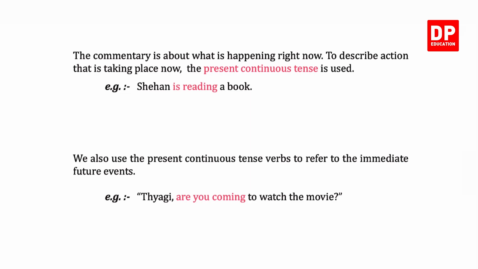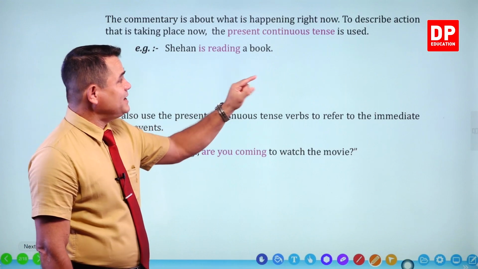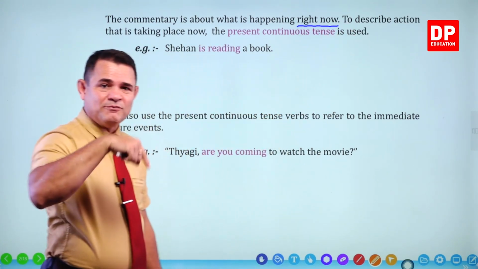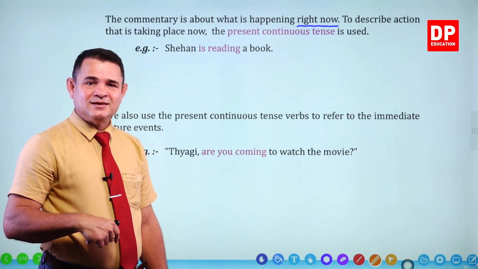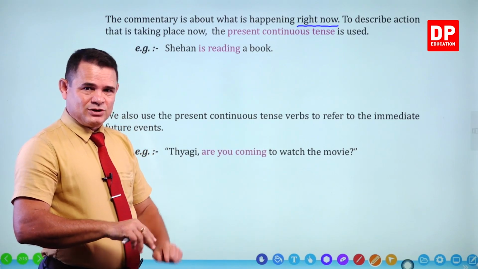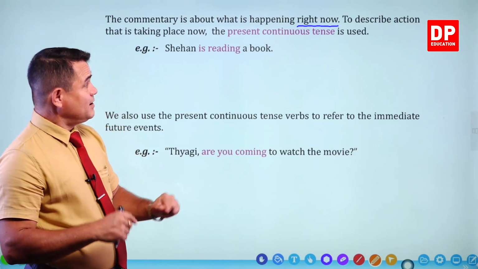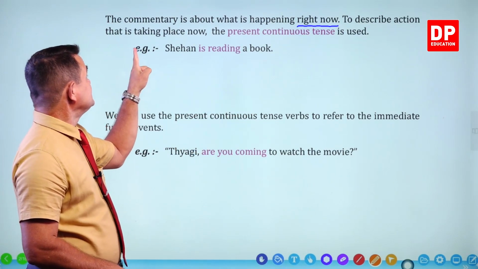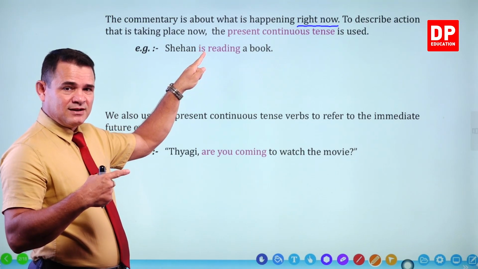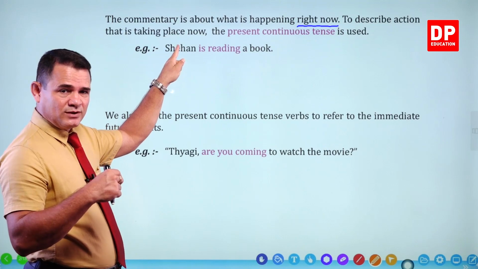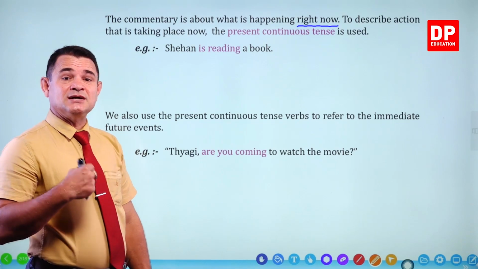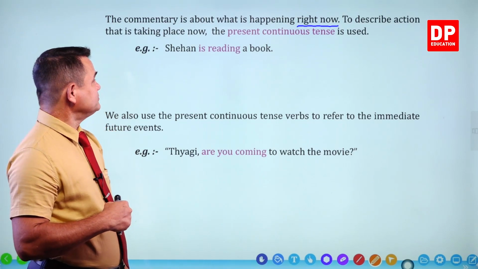Now it says the commentary is about what is happening right now. Remember this. Right now, what is happening. Not earlier or later, right? To describe actions that are taking place now, the present continuous tense is used.